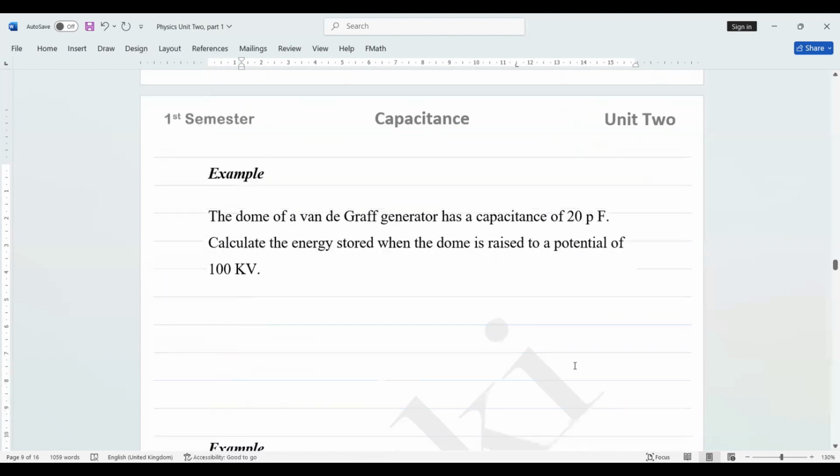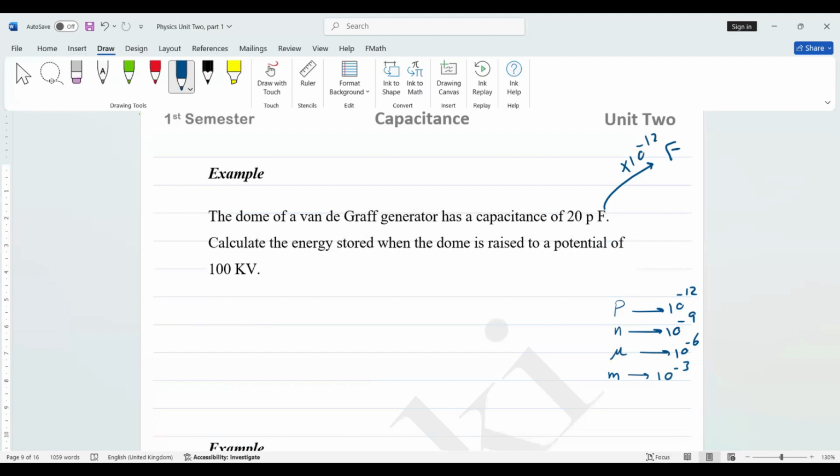Try to solve. By the way, remember milli, micro, nano, pico. If you forgot it: milli is 10 power negative 3. Micro, 10 power negative 6. Nano, 10 power negative 9. Pico, 10 power negative 12. Milli, micro, nano, pico. So, picofarad to convert to farad, multiply by 10 power negative 12 to be in farad. Now, try to solve this example.